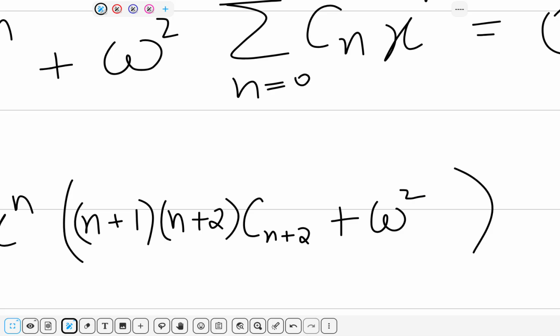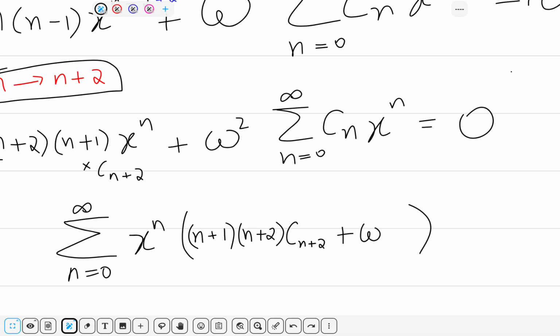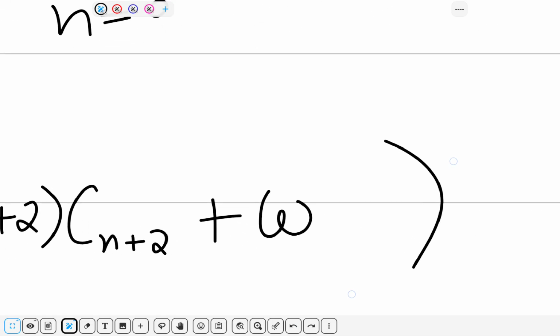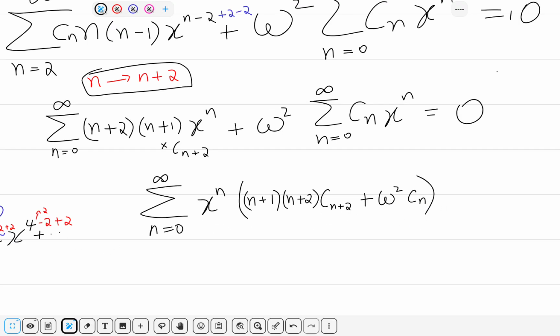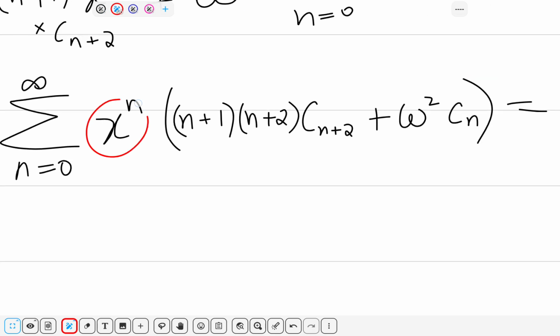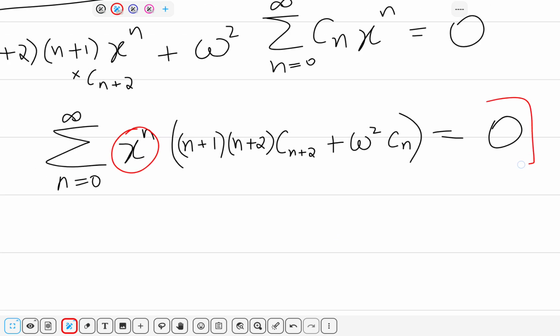Should I have omega square? No, I think not. Let me just write cn. Okay, this looks correct enough, right? This should be correct. Now the idea is, it doesn't matter whatever x is. If I'm always getting 0 here, this means all of these coefficients should be 0.